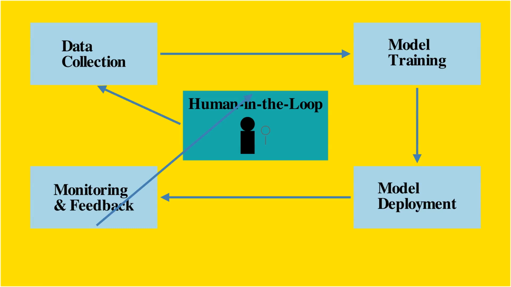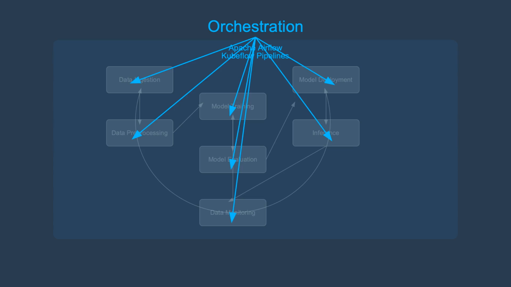Continuous learning. The system constantly learns from new data and adapts its models. All these components need to work together seamlessly. Orchestration. Tools like Apache Airflow or Kubeflow pipelines manage the execution order and dependencies of your ML workflows, from data ingestion to deployment. MLOps, machine learning operations.